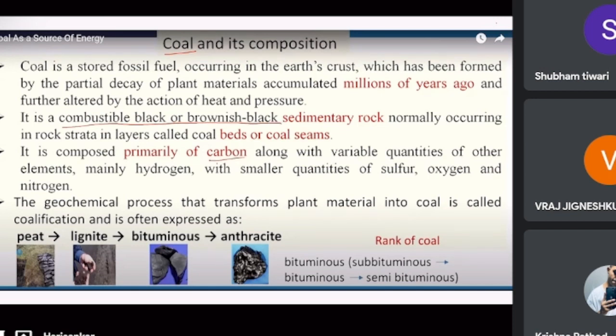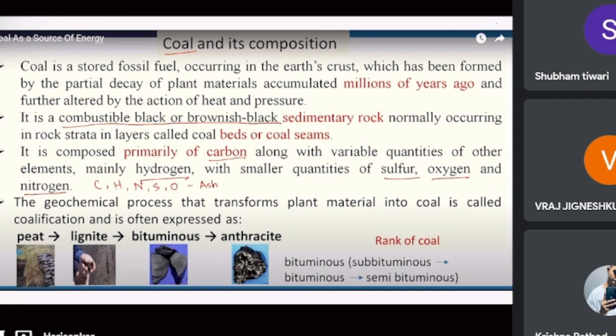It is primarily composed of carbon with variable quantities of hydrogen, sulfur, oxygen, and nitrogen. So C, H, N, S, and O. And it will also have some inorganics, which we usually term ash.